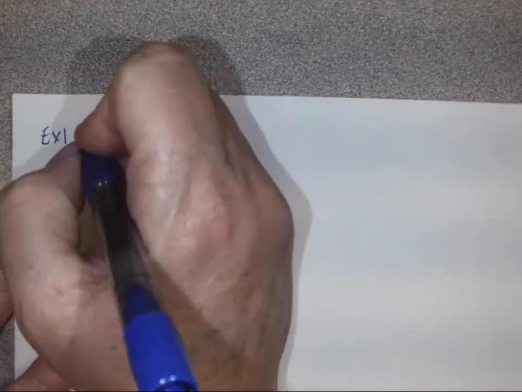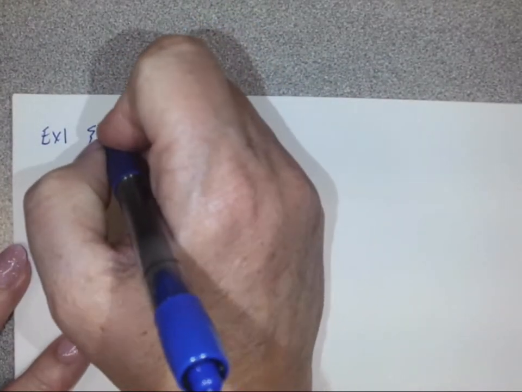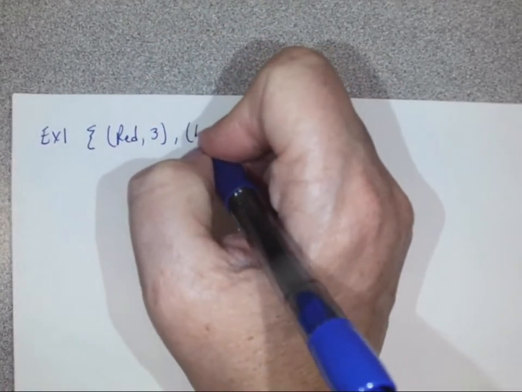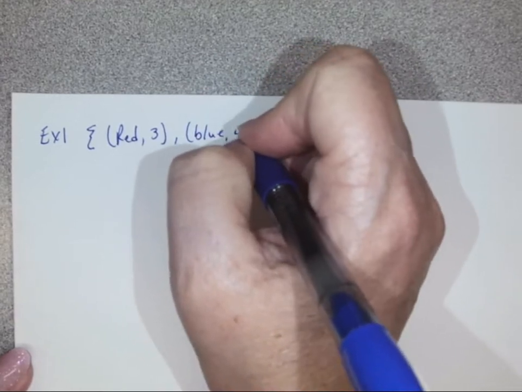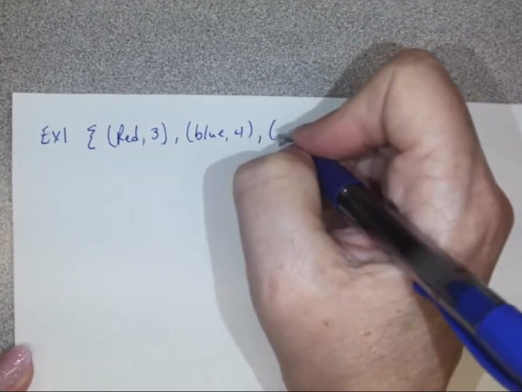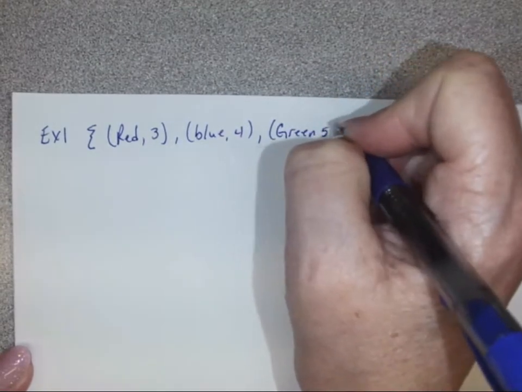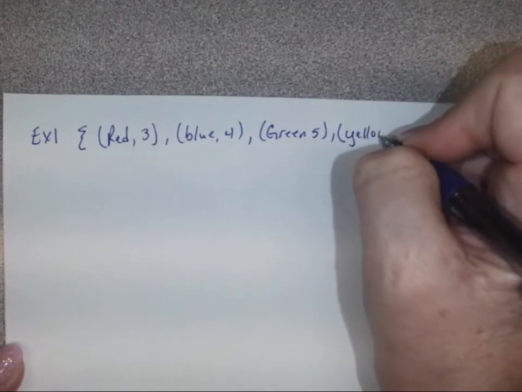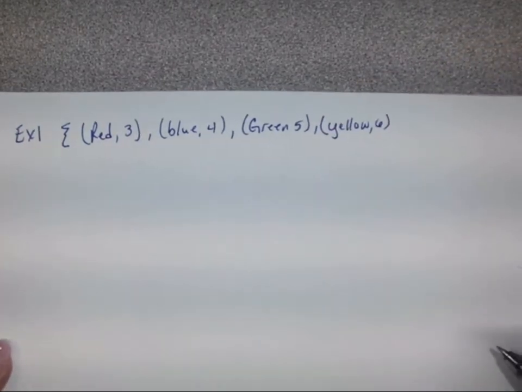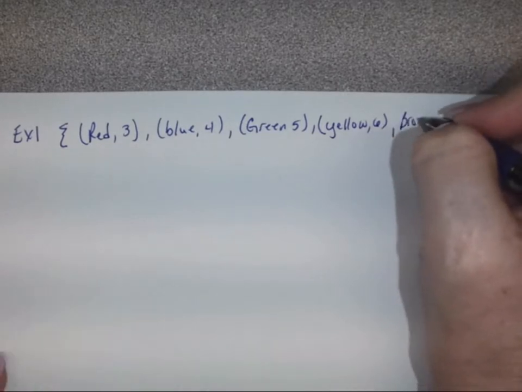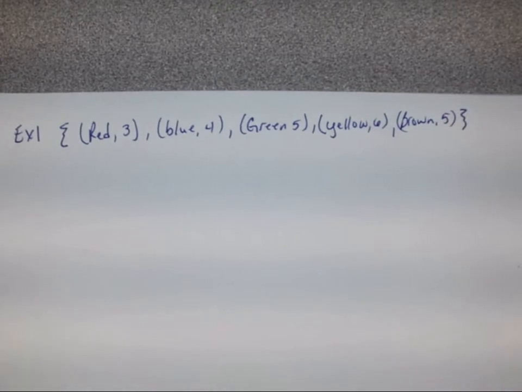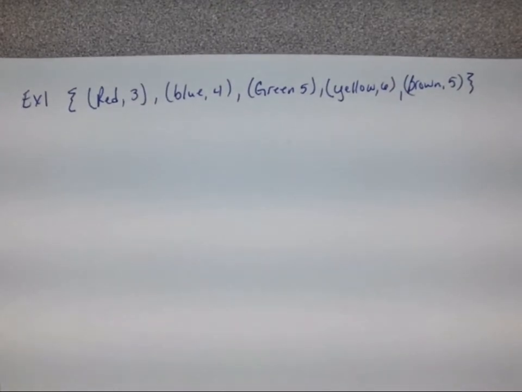So for example 1, we are looking at some ordered pairs. One is red, 3, and then blue, 4, and green, 5, yellow, 6, and brown, 5. So we are looking to find the domain and the range.